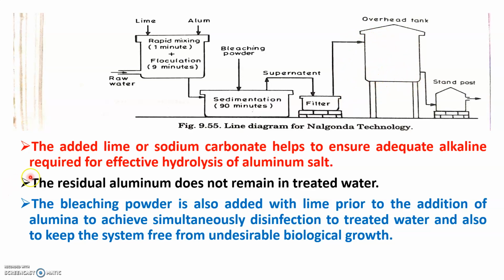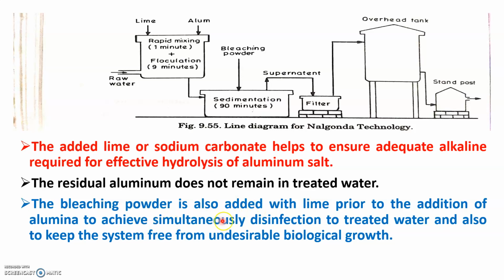and then supplied to the community itself. Again, the addition of lime and sodium carbonate ensures the adequate alkalinity required for effective hydrolysis of the aluminum salt. When there is a rise in pH value, it definitely kills the bacteria, and the aluminum residue does not remain in the treated water.